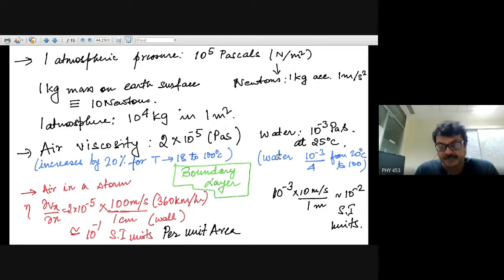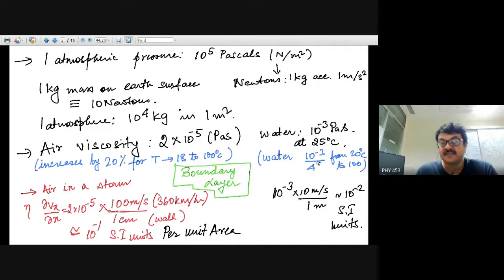And as I mentioned before, when you heat water from say 20 or 25 degrees centigrade to 100 degrees centigrade, the viscosity of water decreases by a factor of 4. But air viscosity, if you go from 18 to 100 degrees centigrade, increases by 20%. So for water the viscosity decreases, for air the viscosity increases, but only by 20%. 10% of 2 is 0.2, and 20% of 2 is 0.4. So you'll have 2.4 into 10 to the power minus 5 viscosity at 100 degrees centigrade.